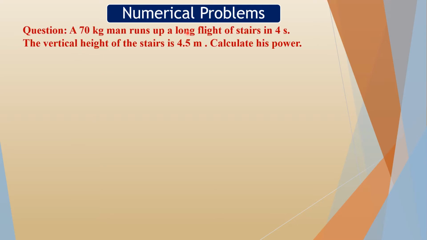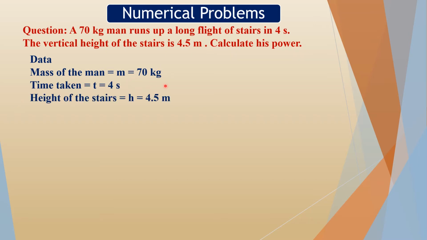Numerical problems. Question: A 70 kg man runs up a long flight of stairs in 4 seconds. The vertical height of the stairs is 4.5 meters. Calculate his power. Data: Mass of the man, m = 70 kg. Time taken is 4 seconds. Height of stairs, h = 4.5 meters. We have to calculate power.